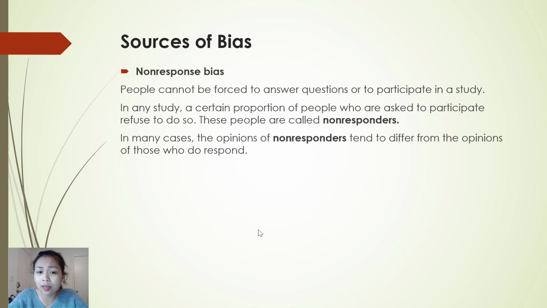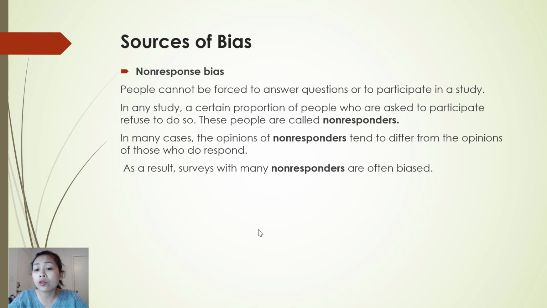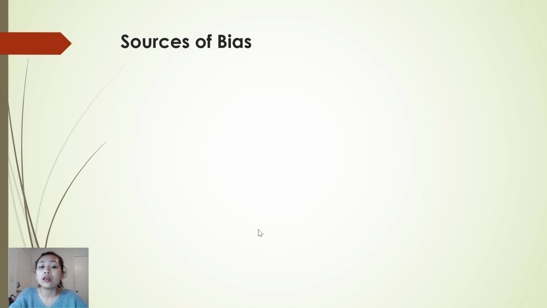In many cases, the opinions of non-responders tend to differ from the opinions of those who do respond, because usually people with strong opinions or negative opinions tend to respond more often than people who have positive or light opinions. As a result, surveys with many non-responders are often biased.